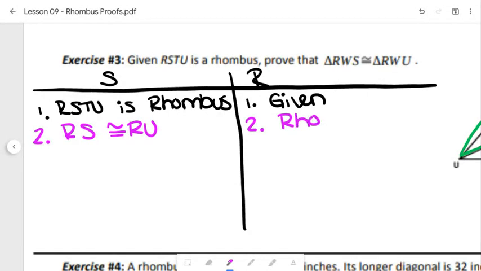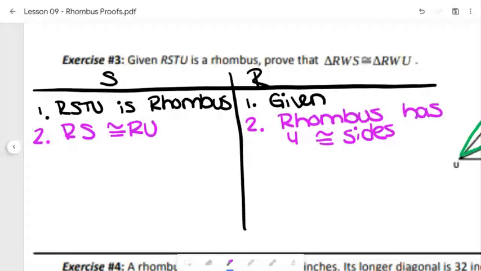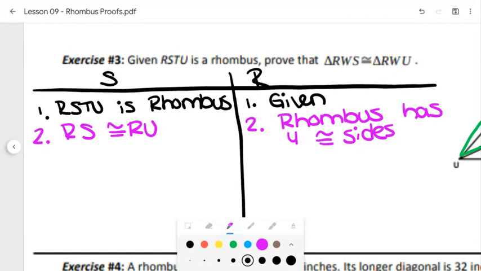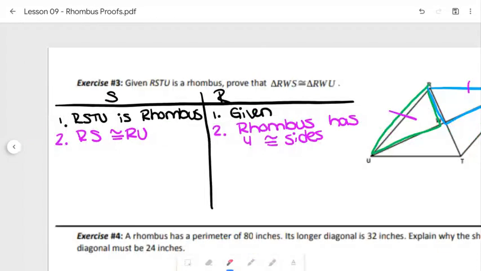Because a rhombus has 4 congruent sides. Something about the reasoning, just those rhombus properties. But it's a rhombus property. We already know it's a rhombus, so it's nothing fancy. We're just stating the property there.